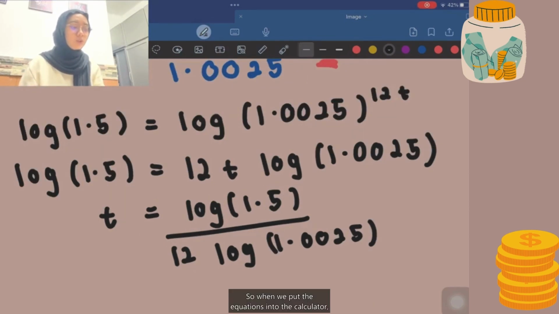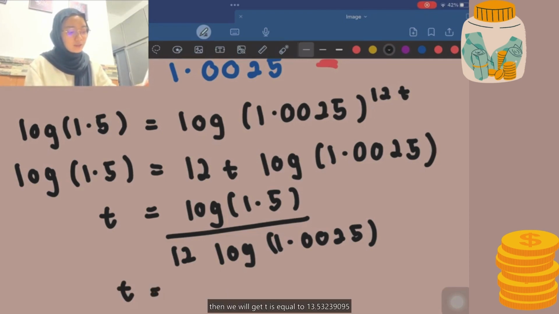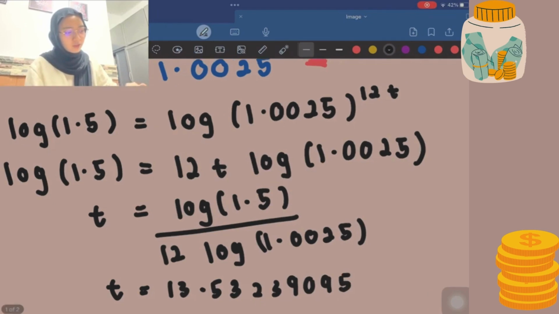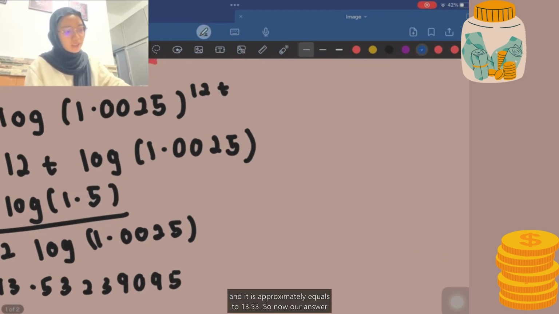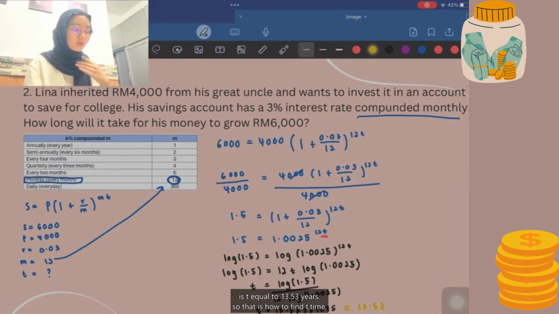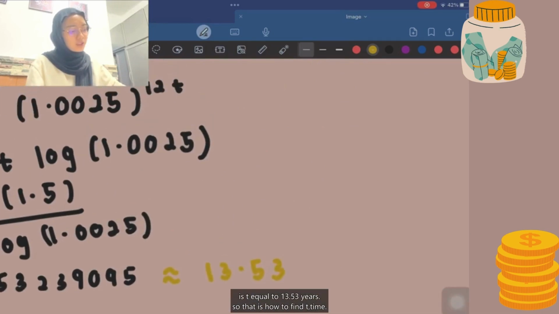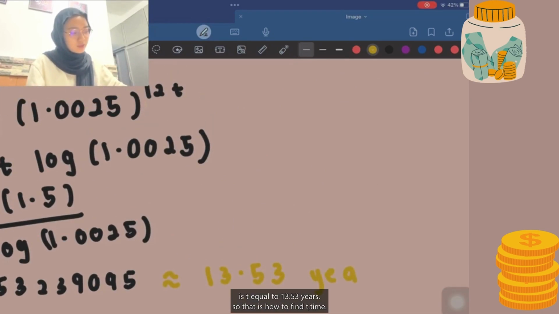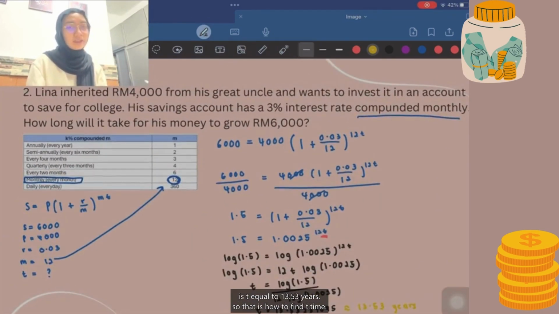So when we put the equation into the calculator, then we will get t equals 13.53239095, and it is approximately equal to 13.53. So now our answer is t equals 13.53 years. So that is how to find the time t.